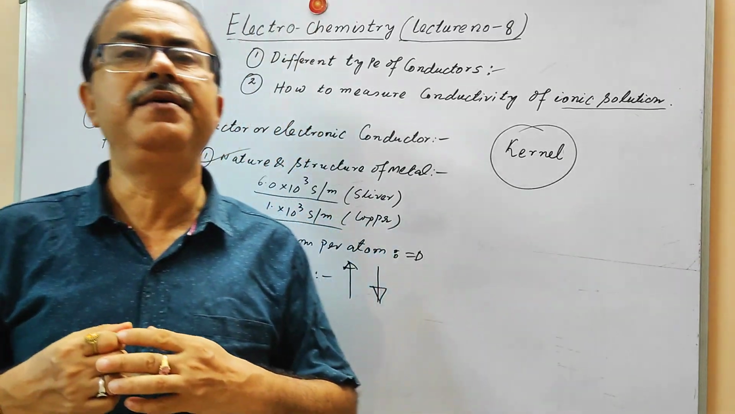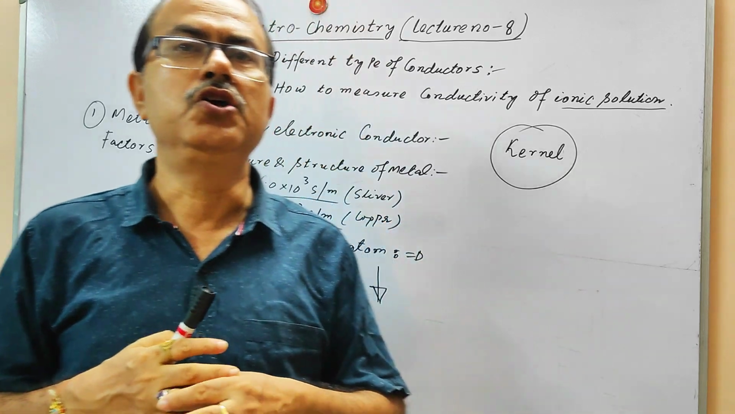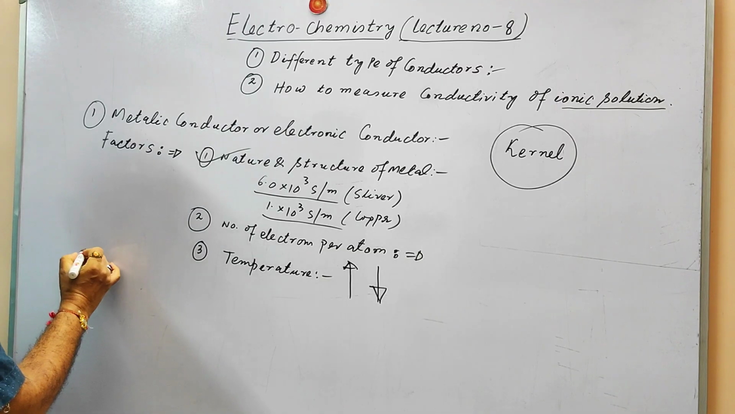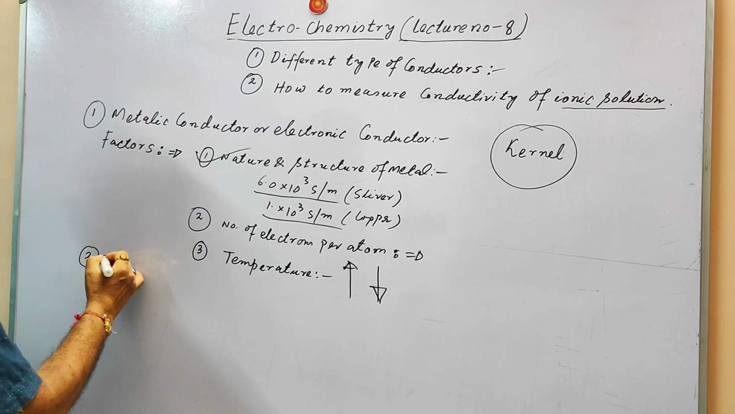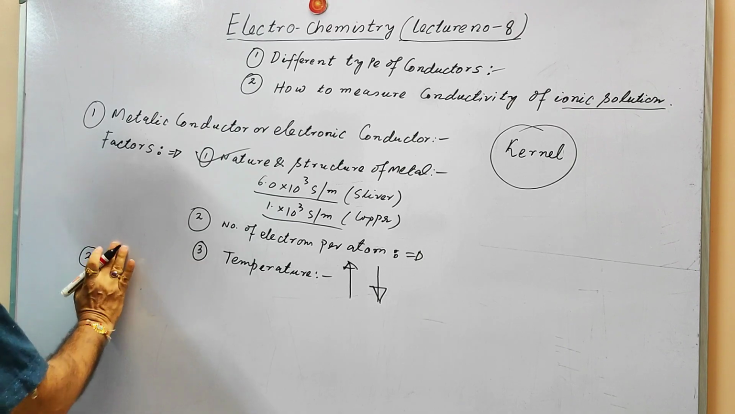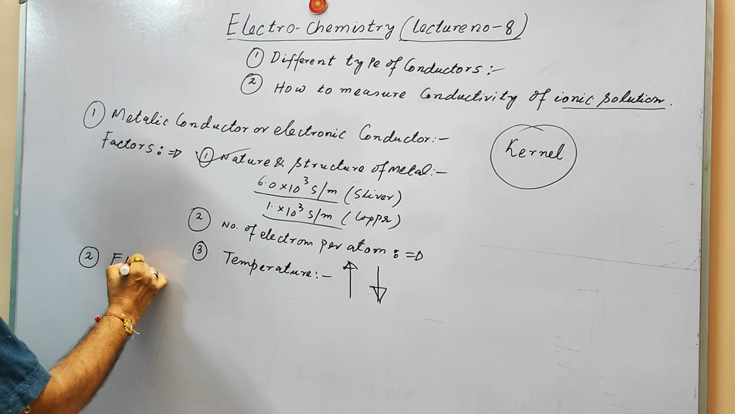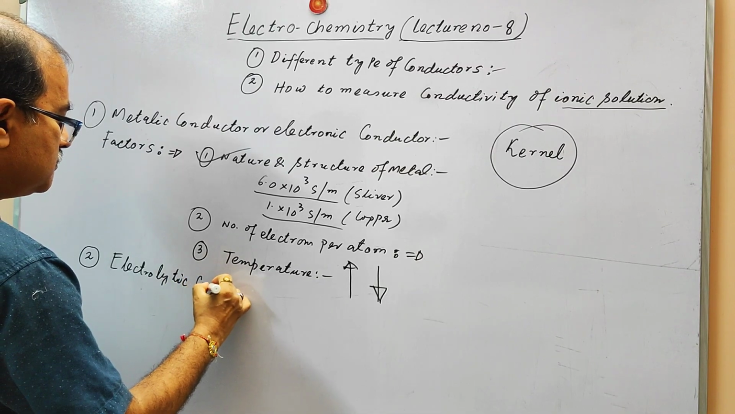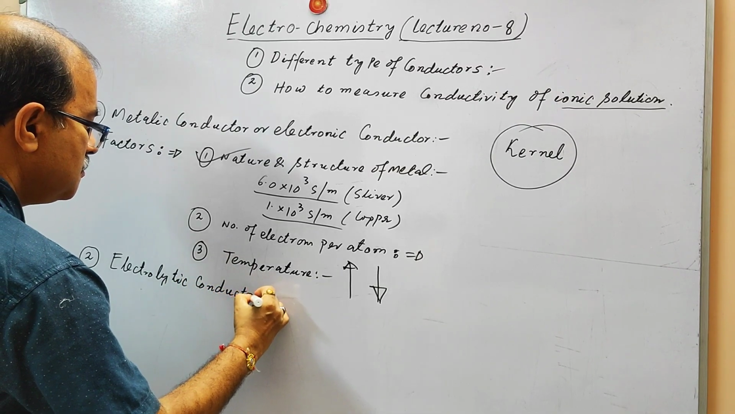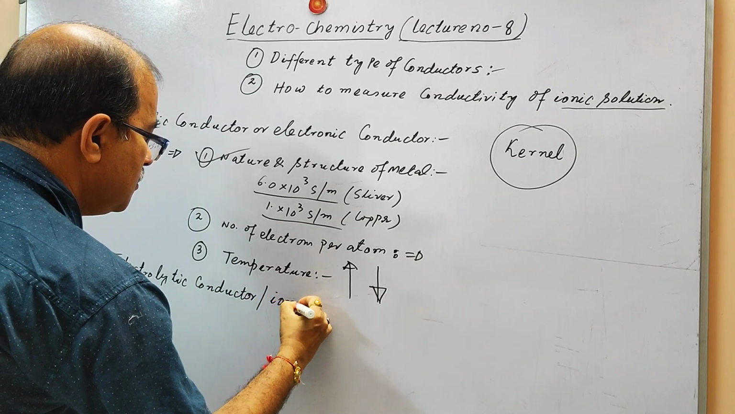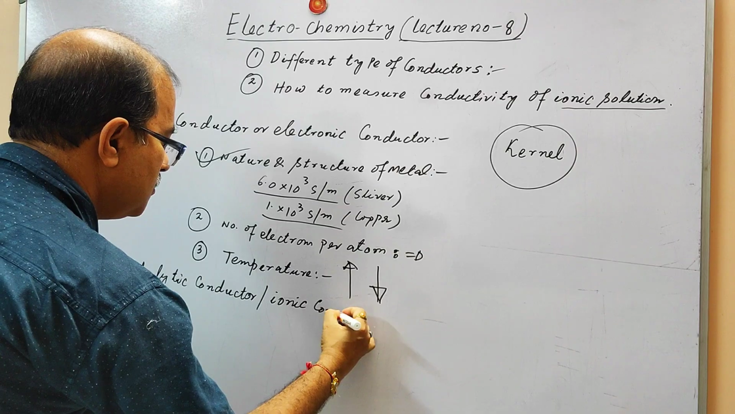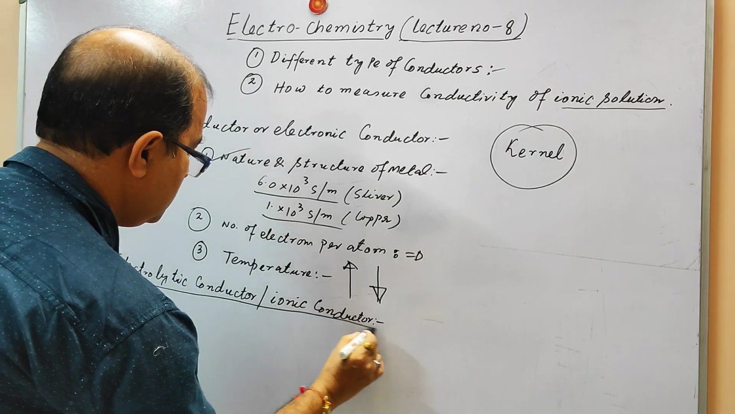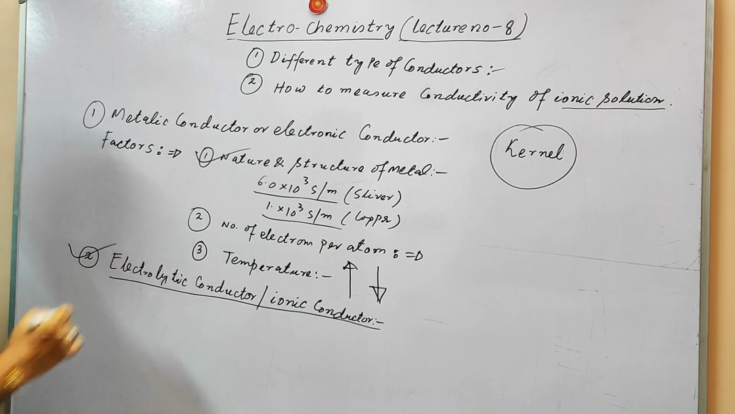Now we are going to discuss another very important thing, the second type, that is ionic or electrolytic conductors, or ionic conductors. This is another very important thing that we have to understand.